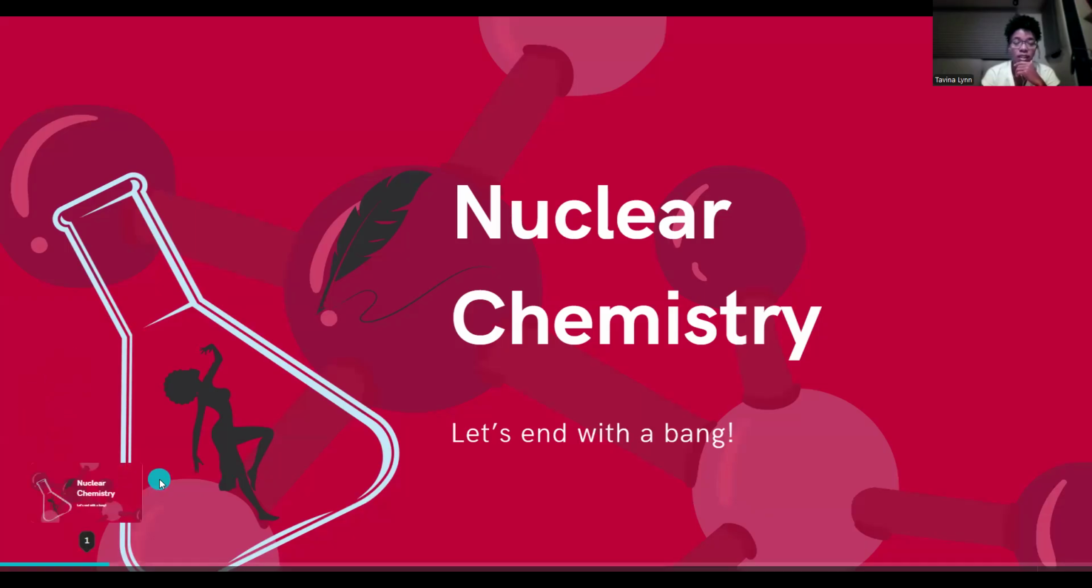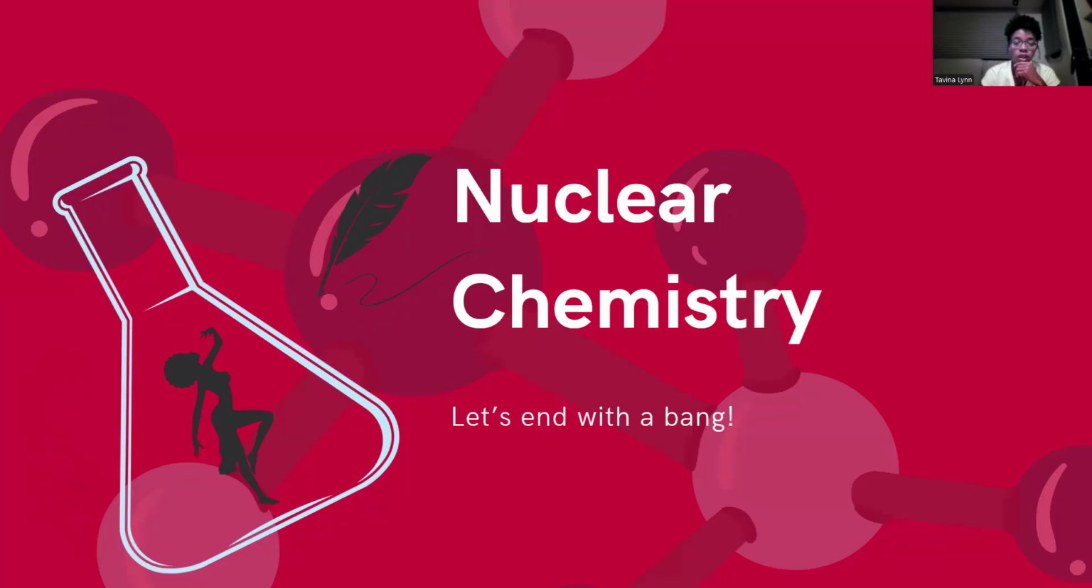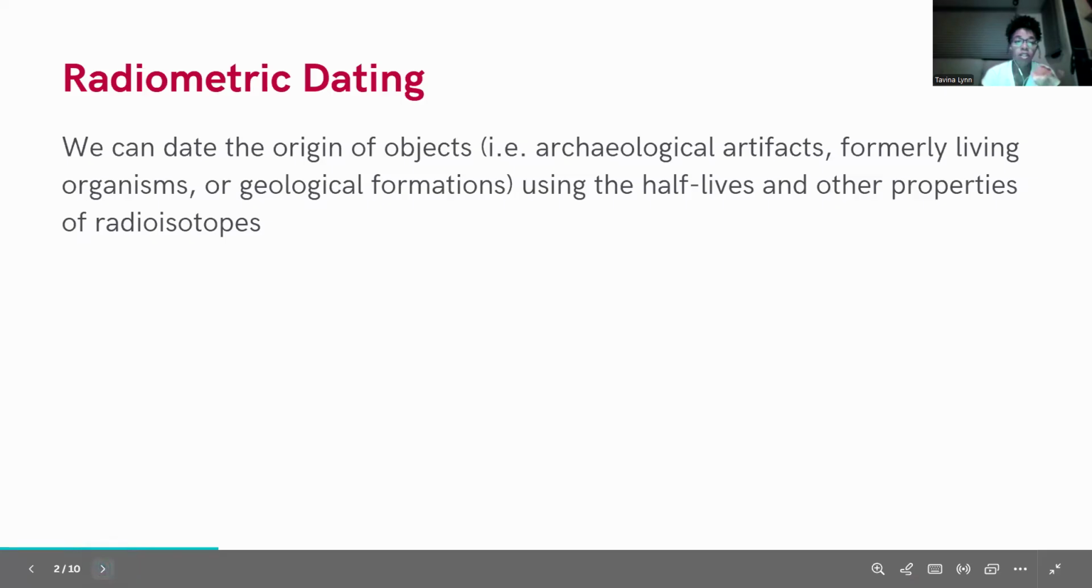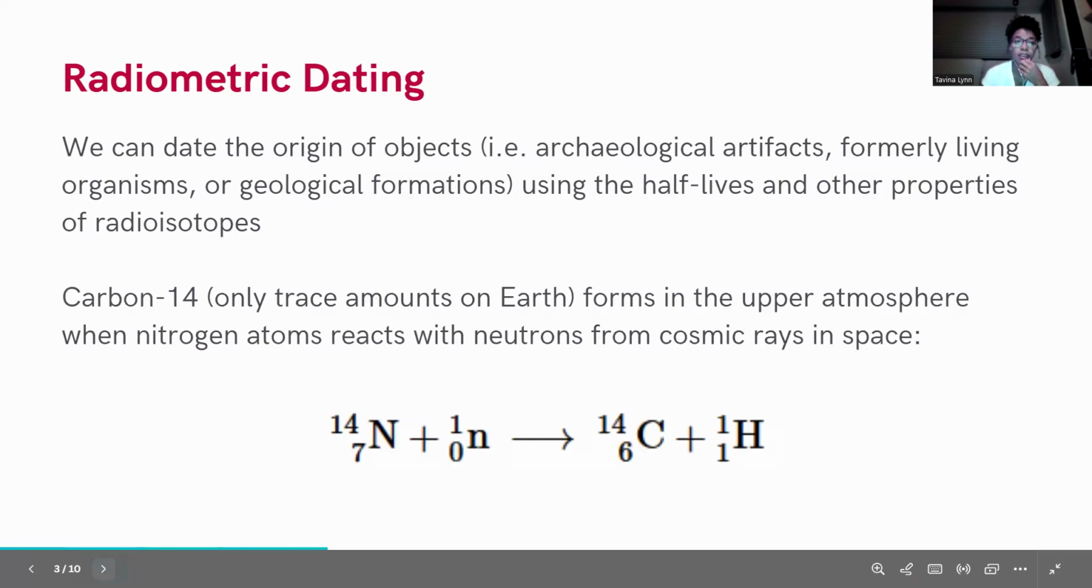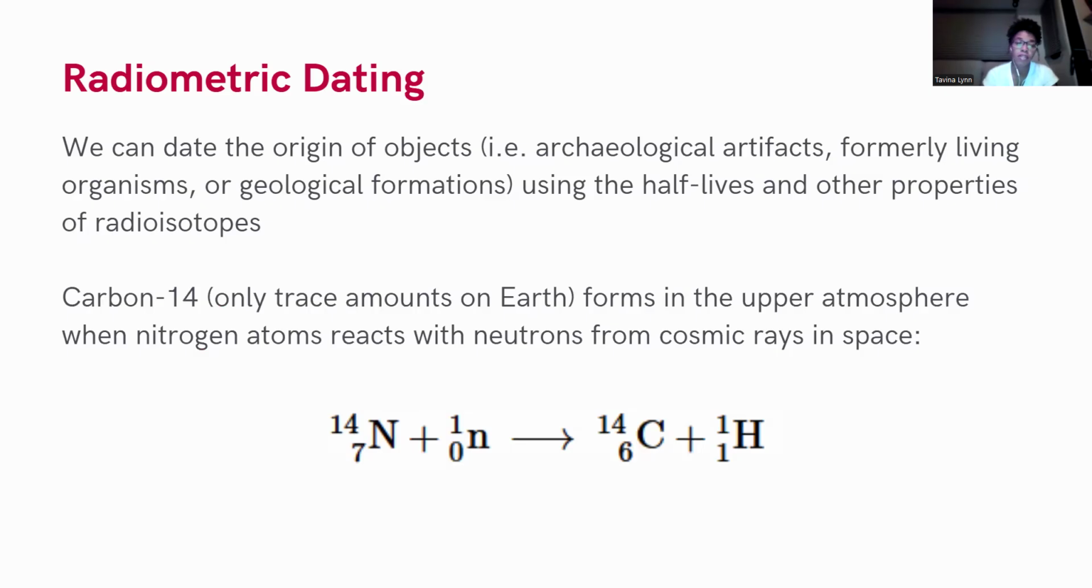Welcome back to nuclear chemistry. So we're going to conclude. There's just a couple more things I want to mention about nuclear chemistry. We're going to start talking about radiometric dating. The idea behind radiometric dating is that using radioisotopes, we can trace the origin of objects, right? In archaeological artifacts or things within geology or even within living organisms.